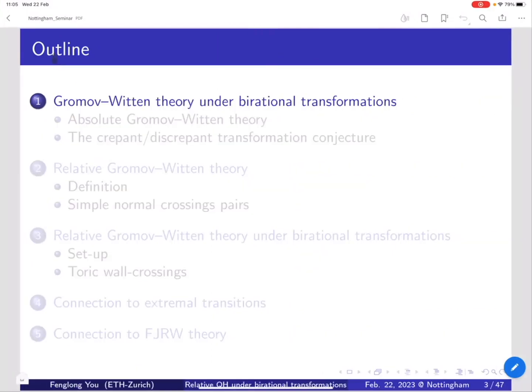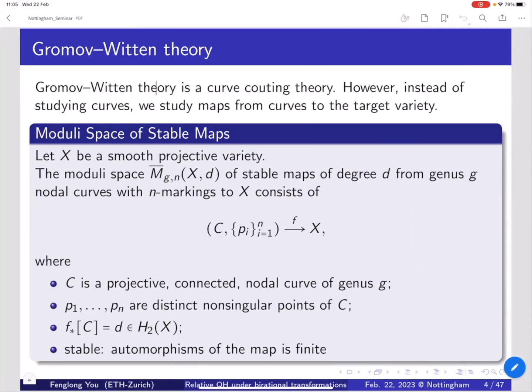Okay, and so first, how Gromov-Witten theory varies under birational transformations. Let me briefly give a review of the definition of Gromov-Witten theory and some basic properties of it. So Gromov-Witten theory is a curve counting theory, but to define it, we are not just studying the curves, we study maps from the curve to some target varieties.